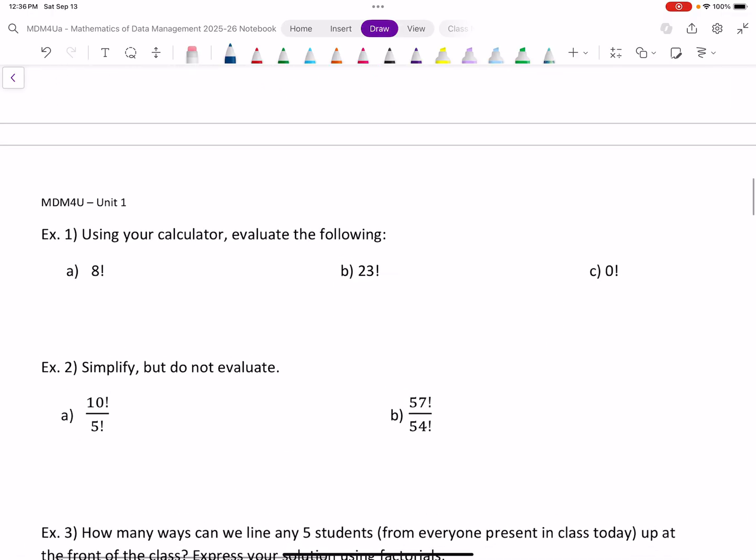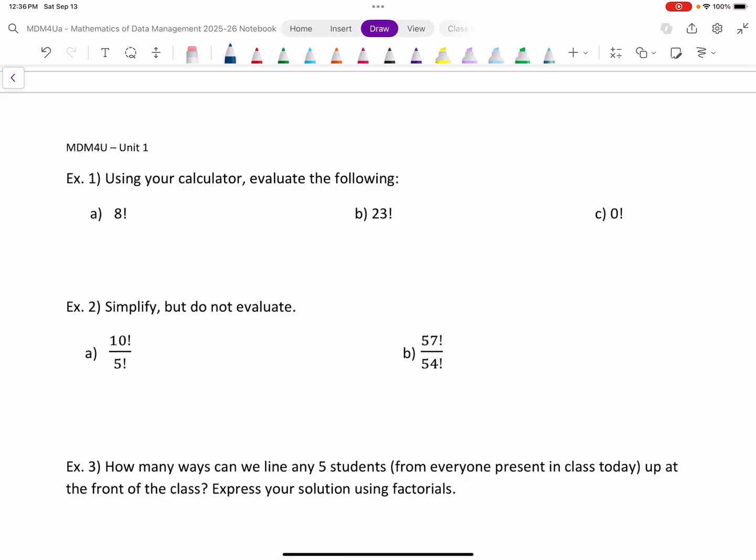So we're just going to practice this, and you can try this on your own. You don't really need me. So this one, type it in. You're going to get 40,320. When you get up to even just 23, you get massive numbers.